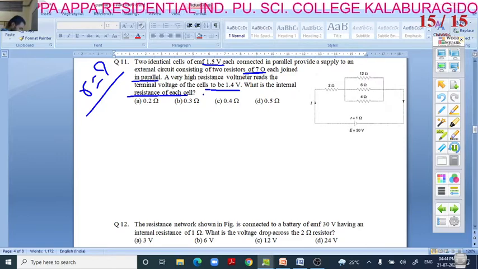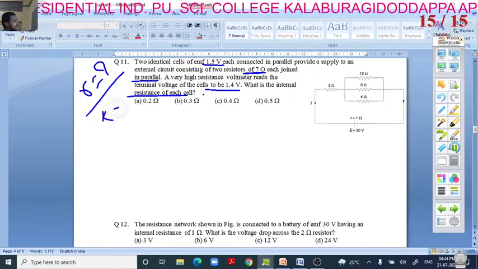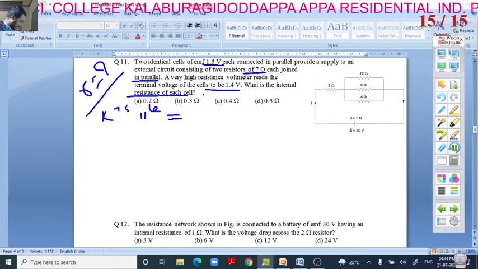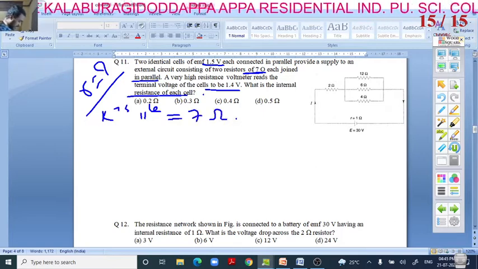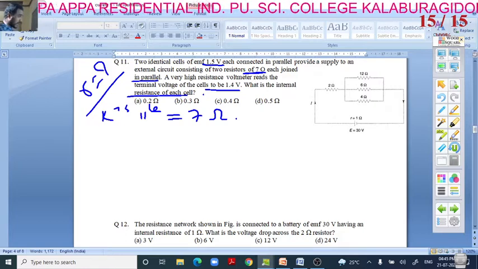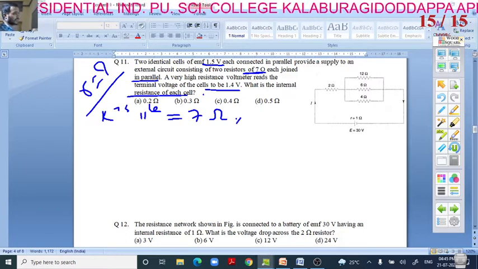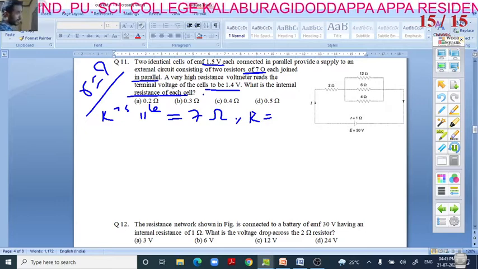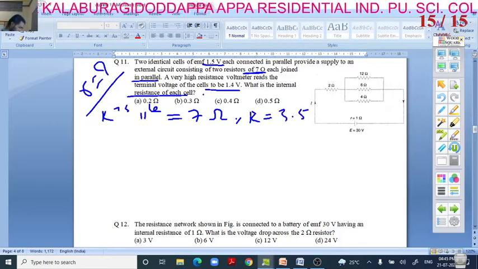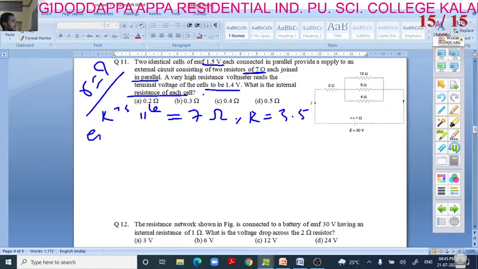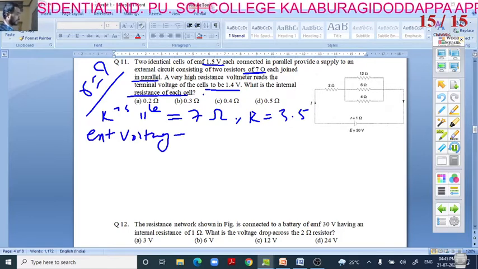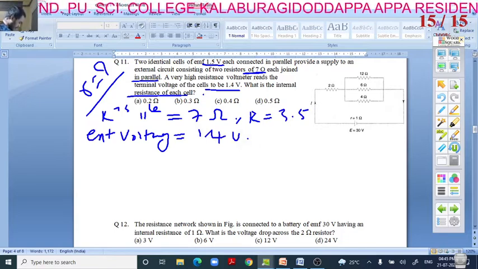Okay, resistances are in parallel combination. Resistance in parallel, that is equal to how much he has given? 7 ohm he has given. So resistor R is equal to 3.5, right? Since external voltage, how much does it become? How much he has given here? That is equal to 1.4 volt.